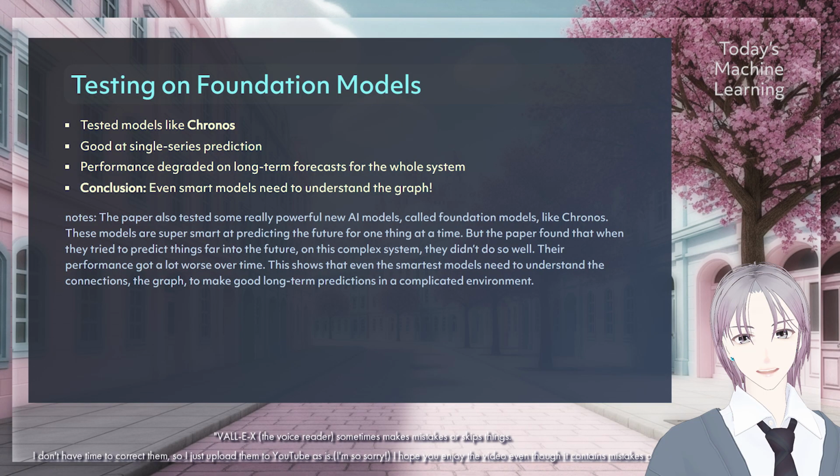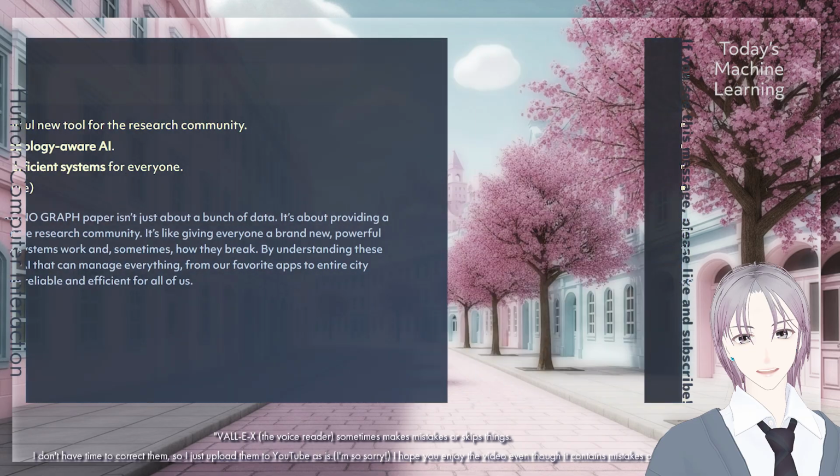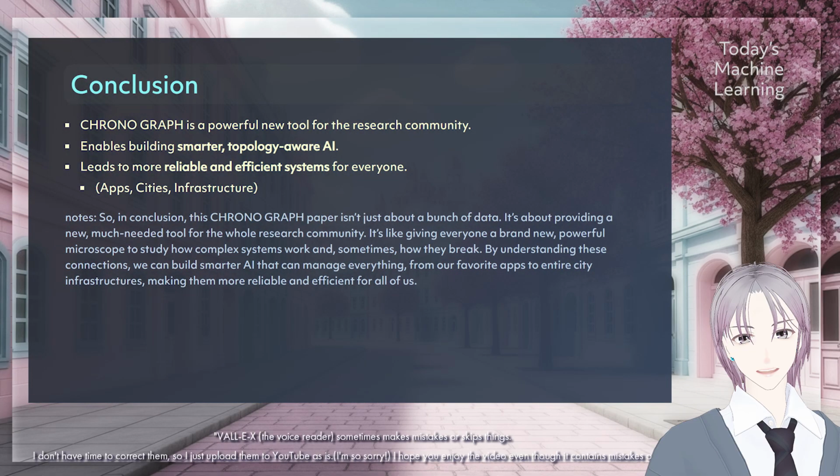The paper also tested some really powerful new AI models, called foundation models, like CHRONOS. These models are super smart at predicting the future for one thing at a time. But the paper found that when they tried to predict things far into the future from this complex system, they didn't do so well. Their performance got a lot worse over time. This shows that even the smartest models need to understand the connections, the graph, to make good long-term predictions in a complicated environment. So in conclusion, this CHRONO GRAPH paper isn't just about a bunch of data.